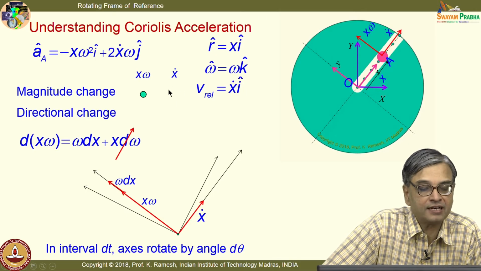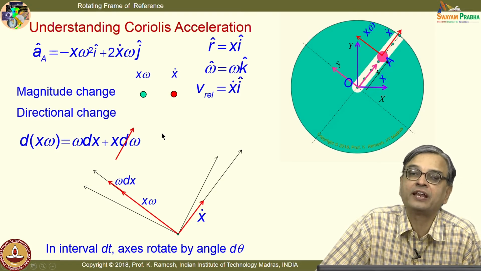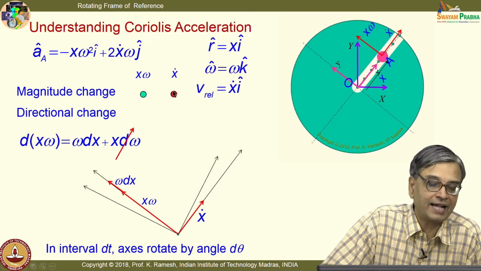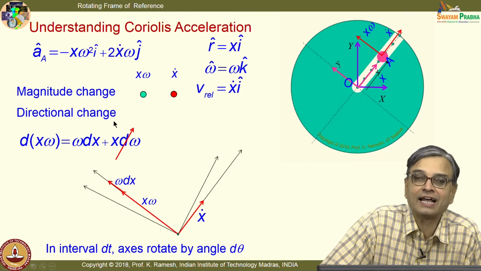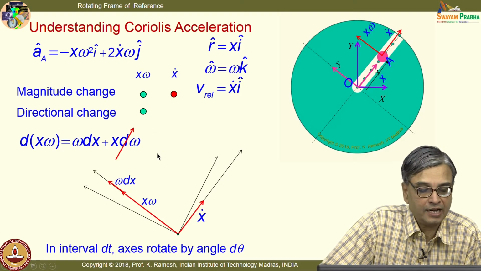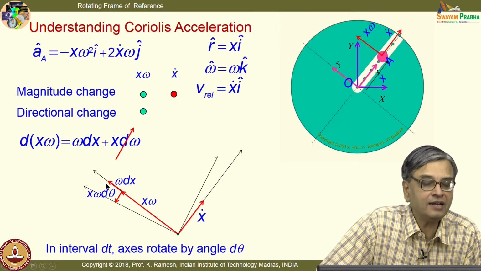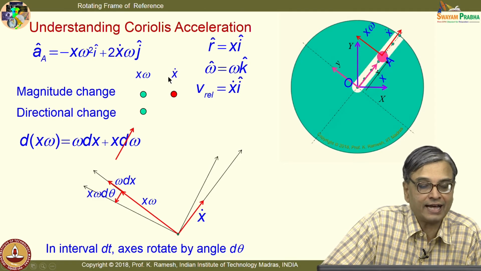And I have already discussed what happens to the magnitude change of x dot. It is given clearly in the problem statement, x dot remains constant. So, this magnitude change is 0. Now, let us look at the directional change. The directional change exists for x omega, and that is depicted like this, x omega d theta. And I also have a directional change of x dot, that is depicted as x dot d theta.